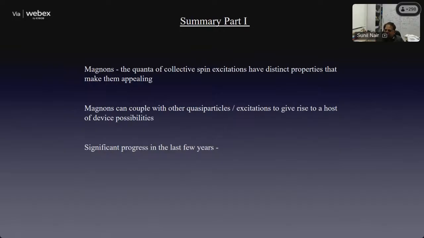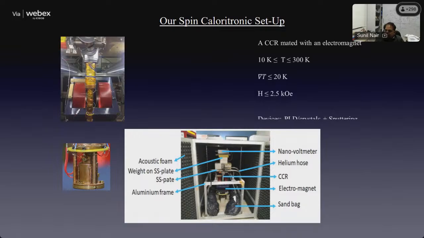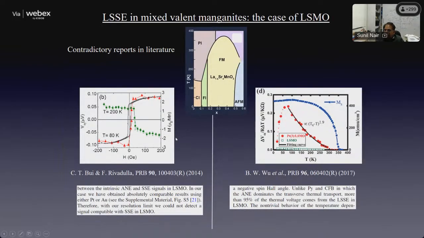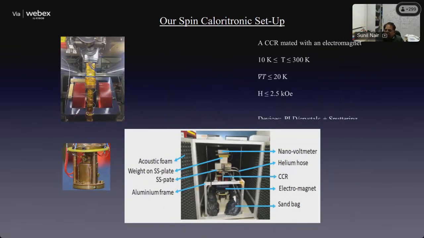And before just finishing, I'll show you an apparatus which we made for doing spin caloritronic measurements in our place. This is not a very expensive apparatus. All that it required was a closed cycle refrigerator coupled to a locally procured electromagnet. The signals were small, so we had to put it inside a Faraday cage and so on. And we used this for our spin Seebeck measurements quite a lot.